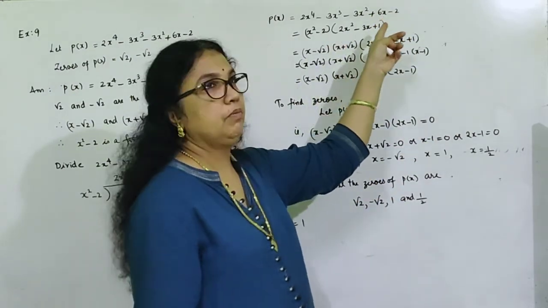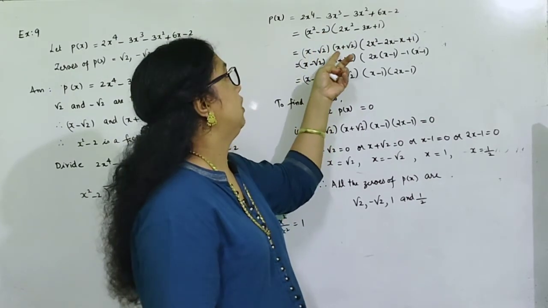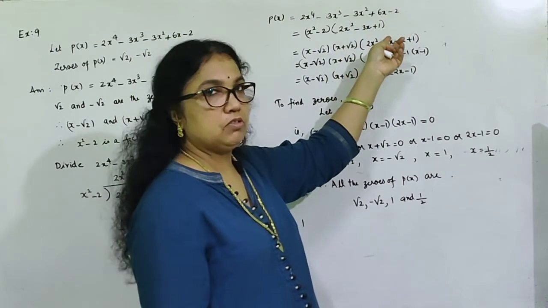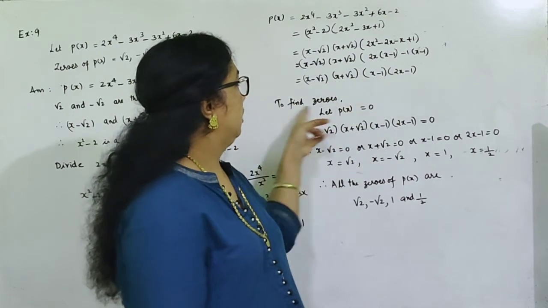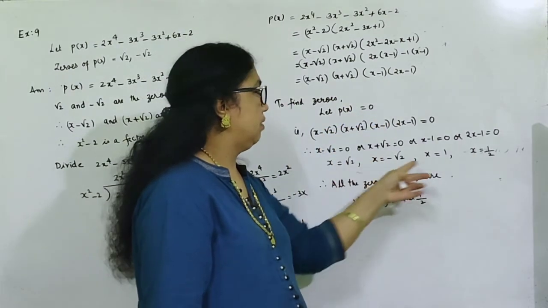So that is in the factor form. Then this x square minus 2 is x minus root 2 and x plus root 2 only. So write it. Now this one in factorization is not a perfect square, so it is split down that way. To find the zeros, we have to make p of x equal to 0, and then you will get them.